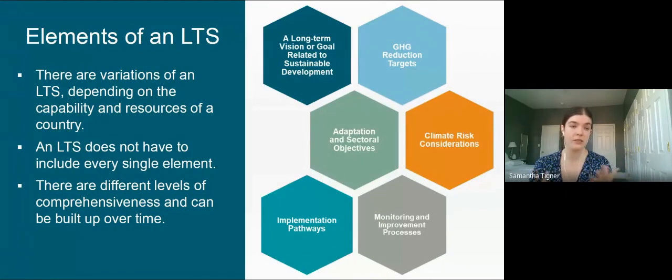Now, obviously, these are all goals and objectives. The bottom two hexagons are particularly important. The implementation pathways or the tools and methods that you use to actually achieve those objectives and targets. And then related to that, once you've been able to actually achieve those objectives and targets, you need a way to actually monitor your progress. So that final gray hexagon at the bottom, monitoring and improvement processes, are the strategies that you use to ensure that you're reaching your objectives and have regular benchmarks.